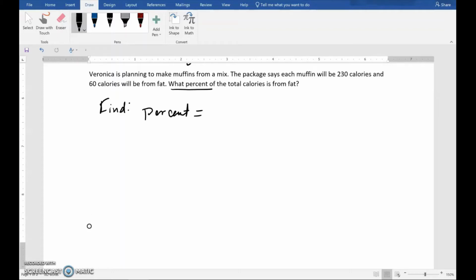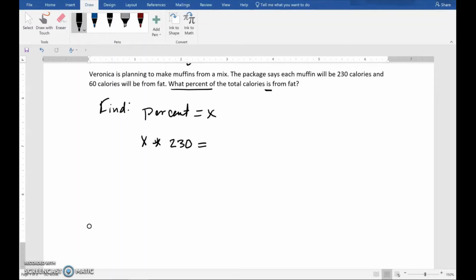We're going to put a letter to it. Let's call it X. And let's read this really closely. So what percent, so we don't know the percent, of total calories. Do we know what the total calories is? Okay, what percent, we don't know that one, of is multiply. Total calories, do we know the total calories? We do. Total calories is 230. Is, which is our equal sign, from fat.